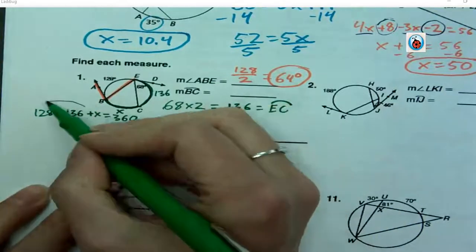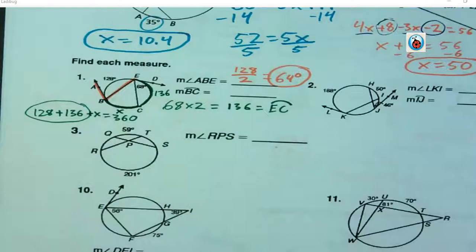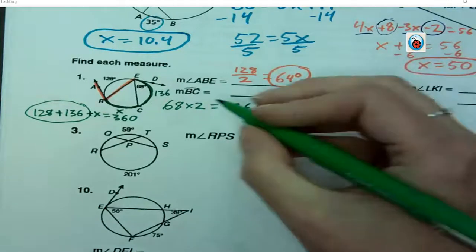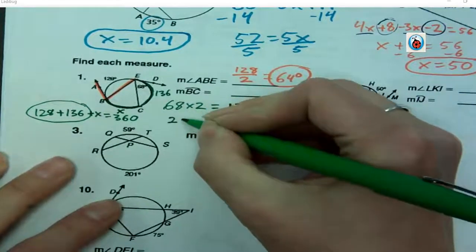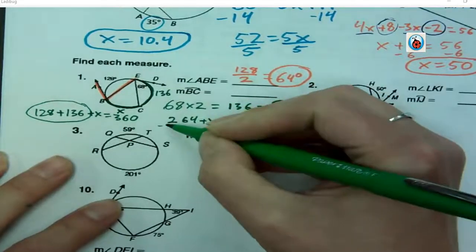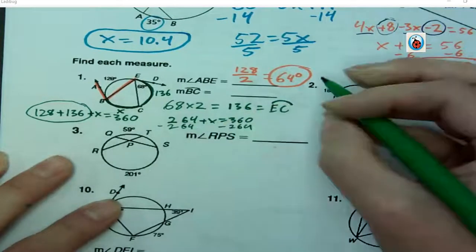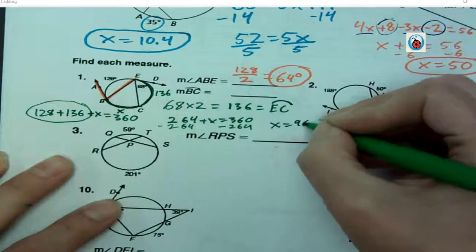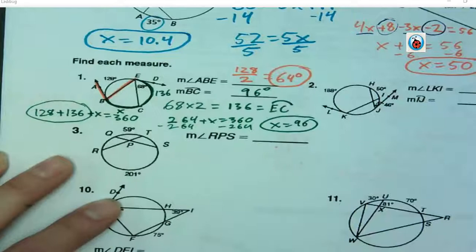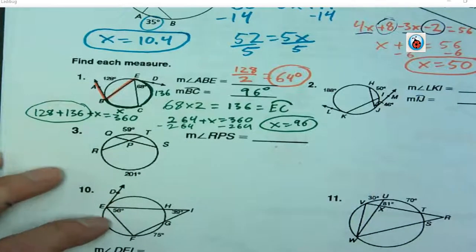And so I do my math and get x: 264 plus x equals 360. Subtract the 264 and get x equals 96. So 96 degrees would be arc BC.